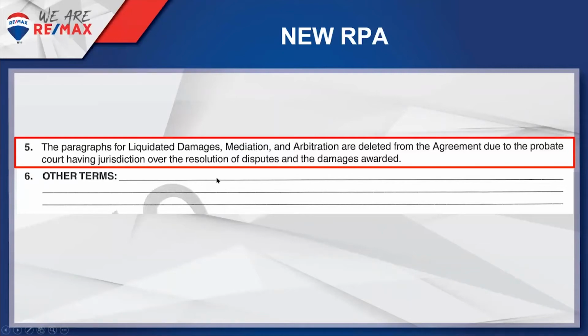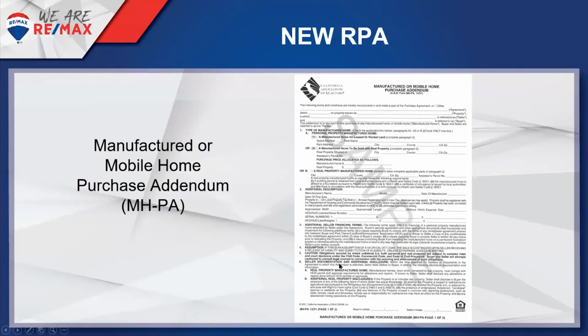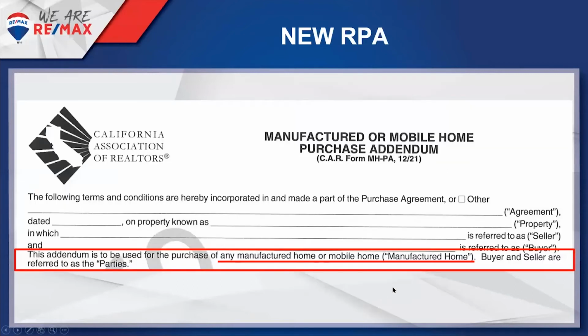Why? Because the court has jurisdiction and they're not going to be governed by the liquidated damages clause or the arbitration clause. All right. Now, manufactured home purchase, you would attach the manufactured or mobile home purchase addendum. And that is for any manufactured or mobile home. It's going to be called a manufactured home in the contract. So any manufactured or mobile home that's being purchased would use this form.